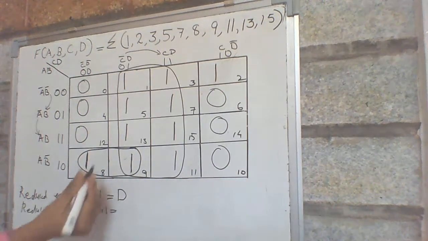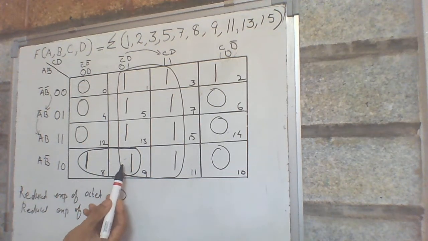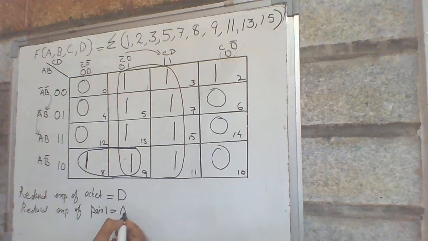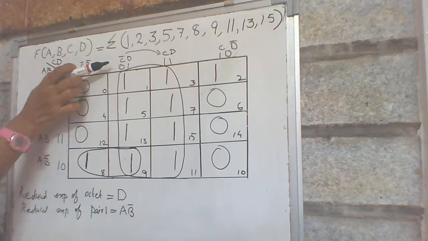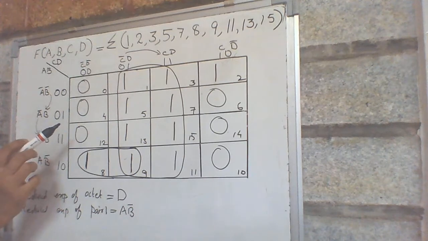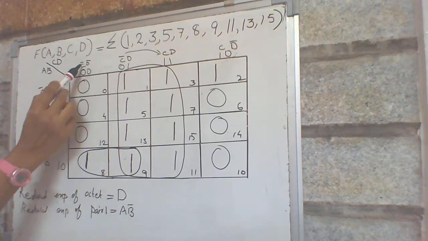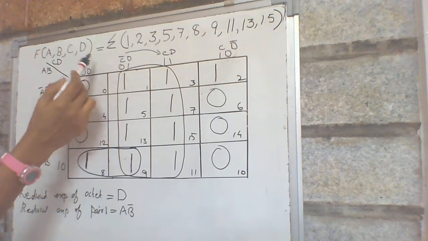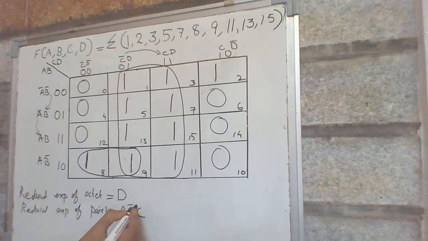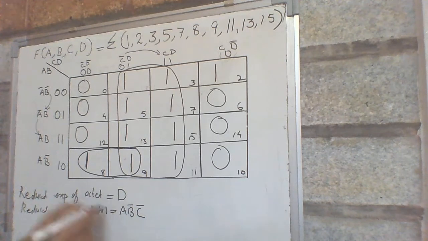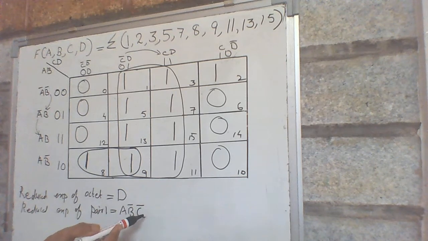How to find out the reduced expression of this pair? First, consider the left side. What is in the left side? A, B bar. Then consider the top side. Top side is C bar D bar, C bar D. Which variable is changing? D bar is changing to D. Which is remaining there? C bar is there. So the reduced expression of pair 1 is equal to A B bar C bar.